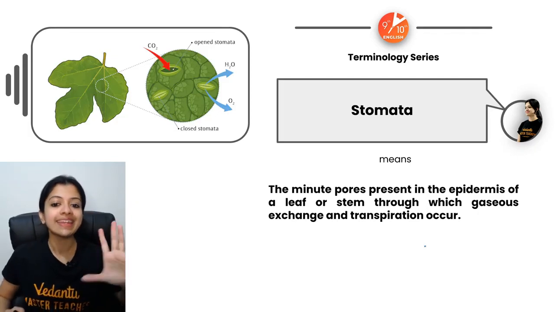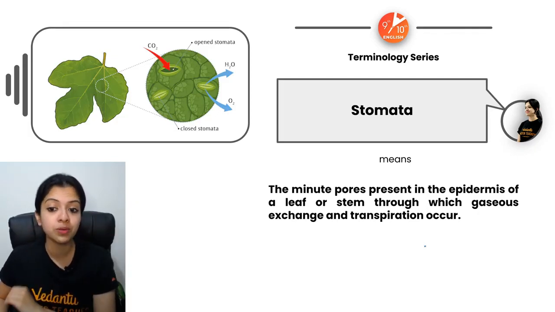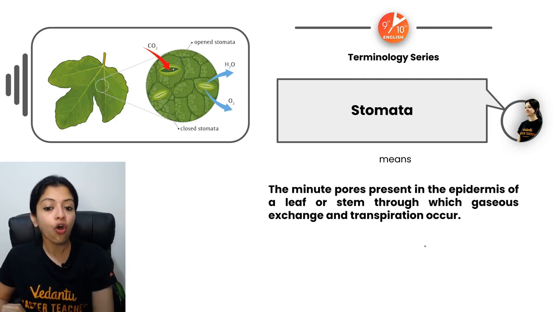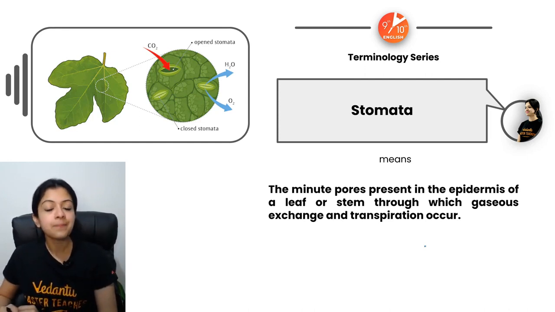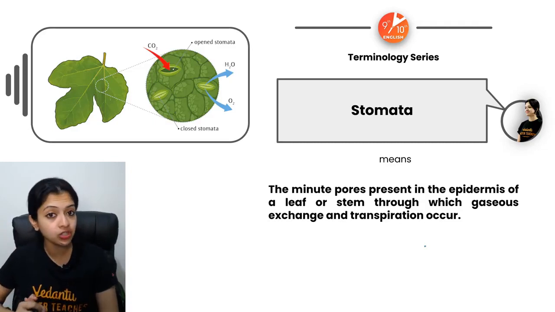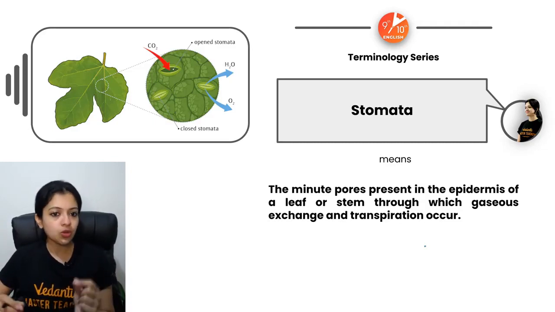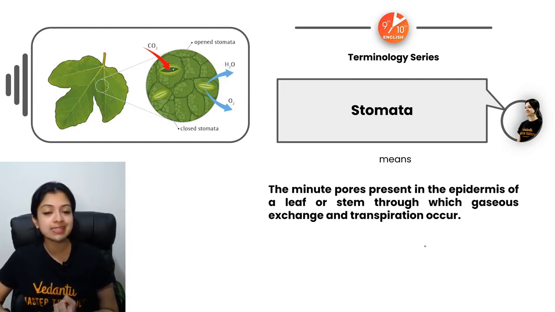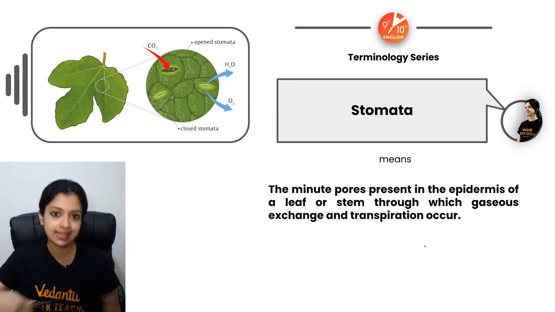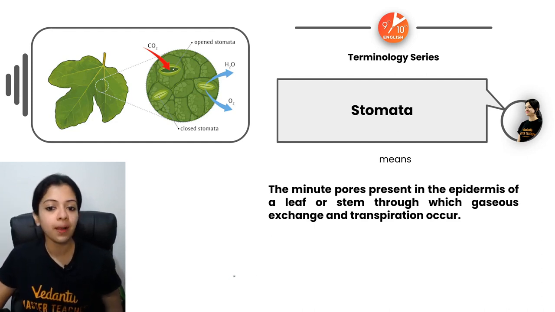Stomata. The tiny openings, the minute pores which are present in the epidermis of a leaf or stem. And it's through these that gaseous exchange and transpiration would occur. So the stomata are important as far as photosynthesis is concerned, respiration is concerned, and transpiration is concerned. Yes, children? So, there we go.